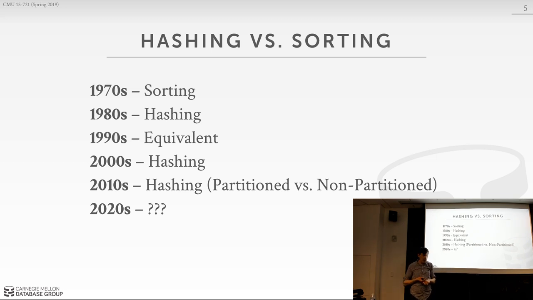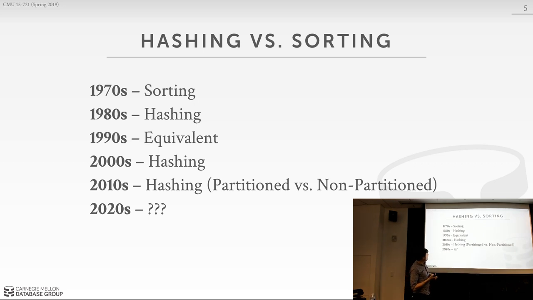So in the 1970s, it was the conventional wisdom that the sort merge algorithm was better because people didn't know how to do hash joins or build hash tables for tables that exceed the size of memory that was available. So you figure we know how to do external merge sort, let me just sort everything and then I'll walk through and do my join that way.